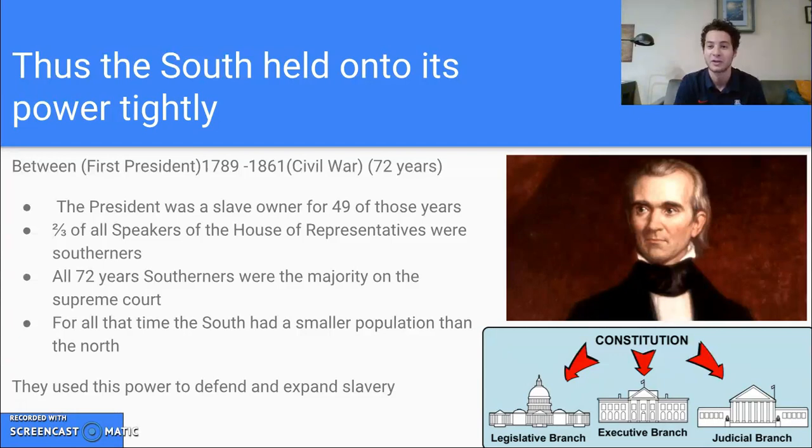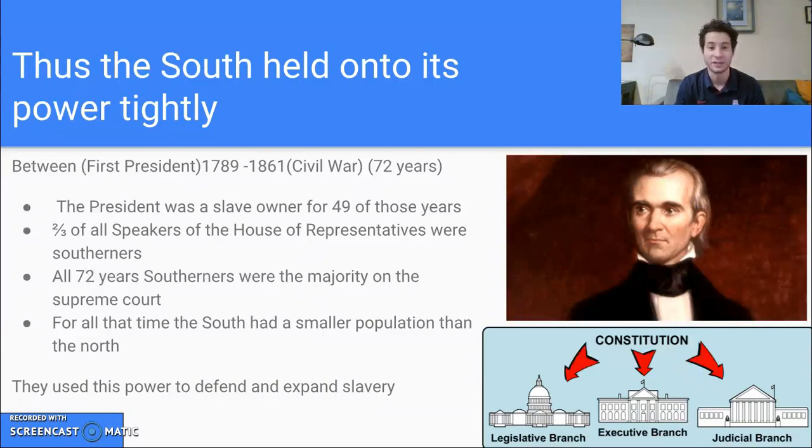The Speaker of the House of Representatives is the person in charge of the House of Representatives. Whichever party has the most people gets to elect whichever speaker or leader they want. So two-thirds of the people who ran half of Congress were Southerners. All 72 years, Southerners were the majority on the Supreme Court.